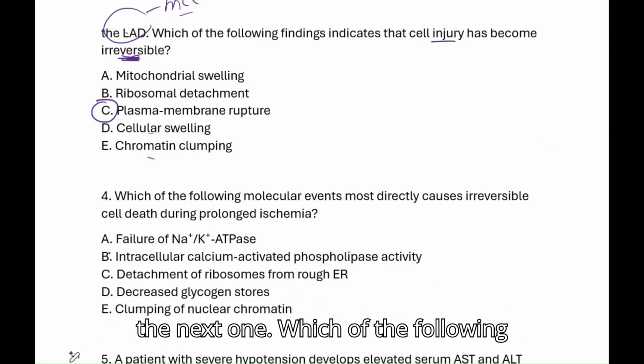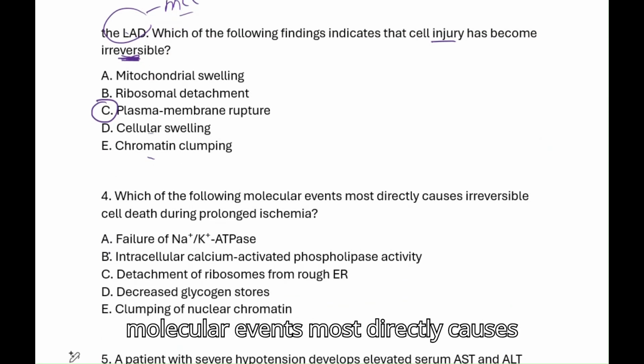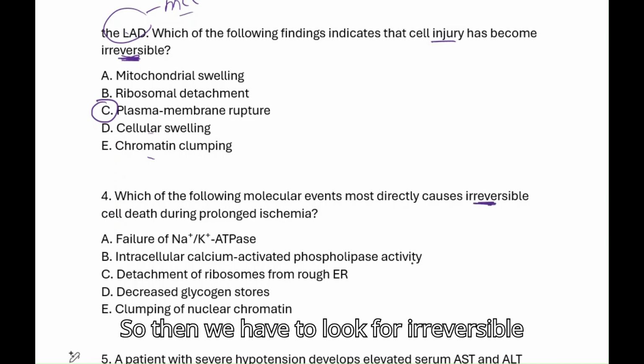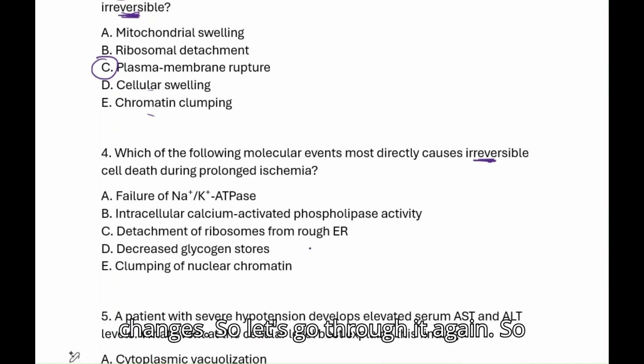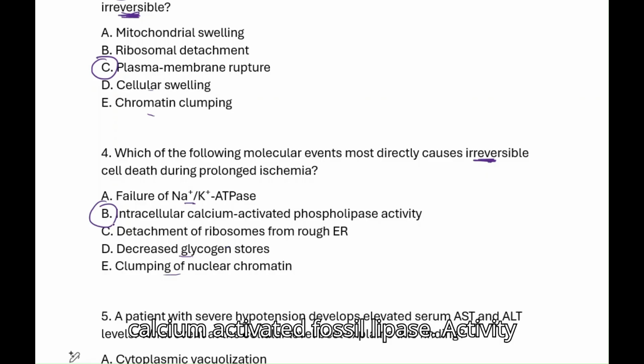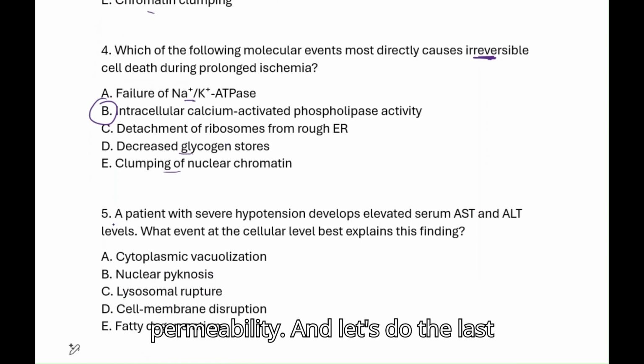Which of the following molecular events most directly causes irreversible death during prolonged ischemia? So they're asking us irreversible, so we have to look for irreversible changes. Let's go through it again. Failure of sodium potassium ATPase, that sounds reversible. Detachment of the ribosome, that sounds reversible. Decreased glycogen, reversible. Clumping of the nuclear chromatin, reversible. I think the best answer has to do with calcium, guys. Intracellular calcium activated phospholipase activity, because that is what is going to start digesting the phospholipids in those membranes, and that will lead to permeability. And let's do the last question, guys.